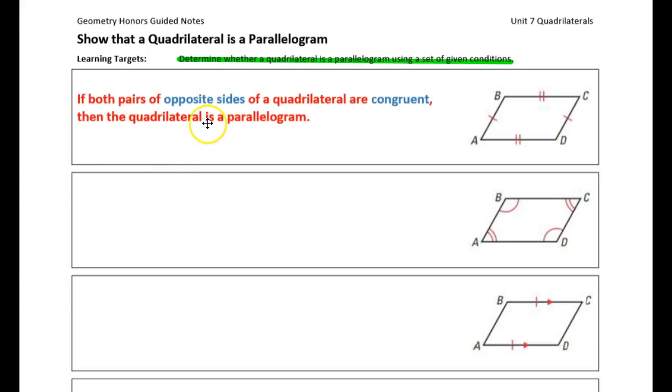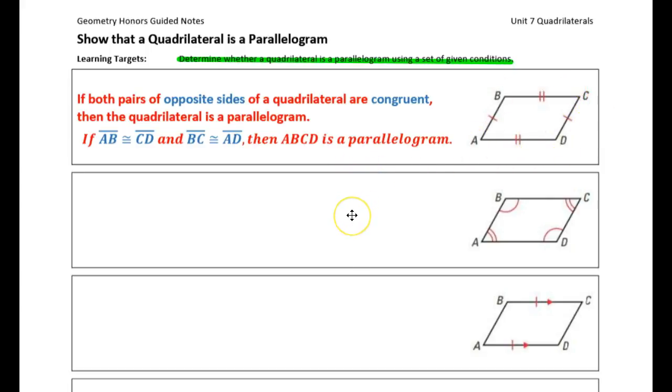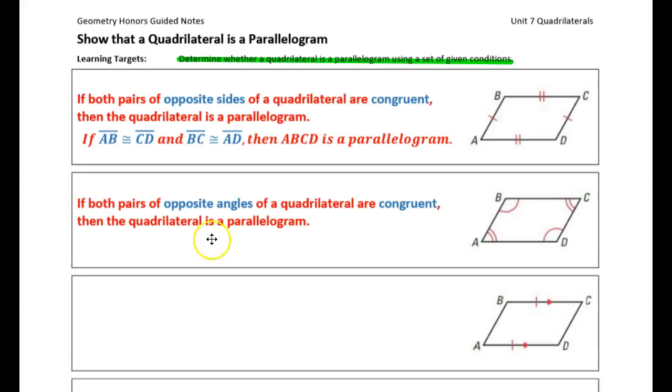So if both pairs of opposite sides are congruent, then the quadrilateral is a parallelogram. So if AB and CD are congruent and BC and AD are congruent, then ABCD is a parallelogram. Okay? Angle measures. If both pairs of opposite angles of a quadrilateral are congruent, then the quadrilateral is a parallelogram. So if angle A is congruent to angle C and angle B is congruent to angle D, then ABCD is a parallelogram.